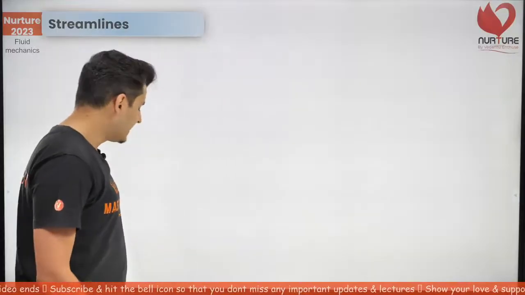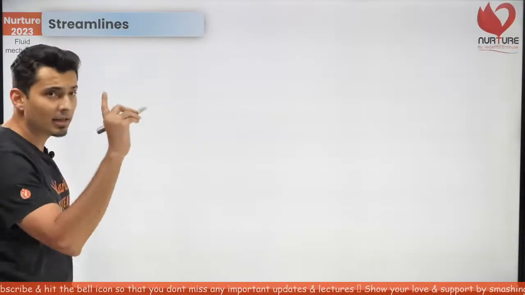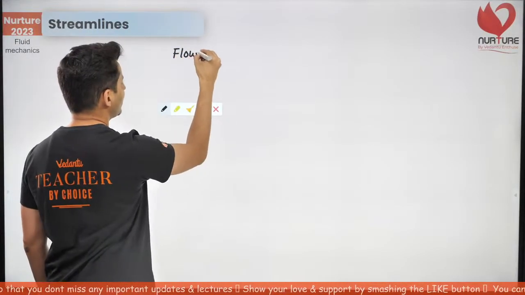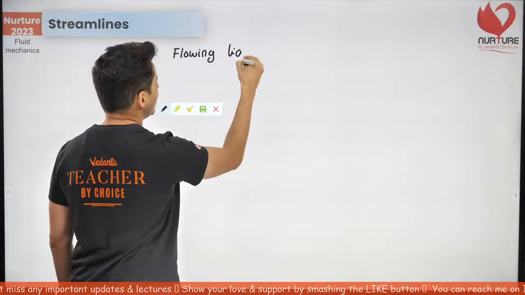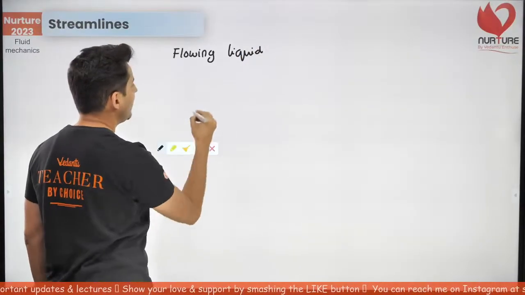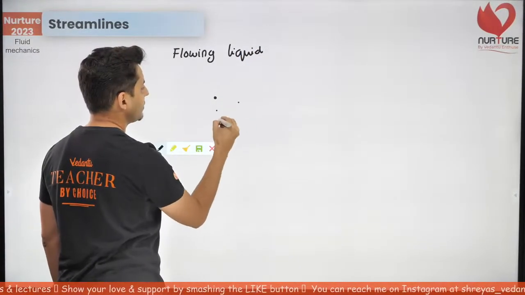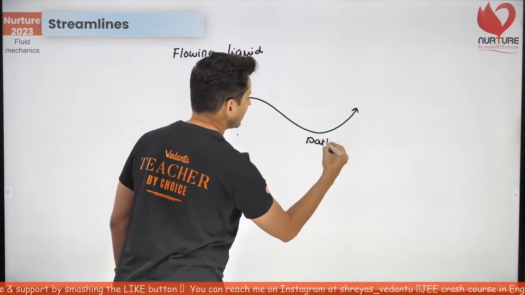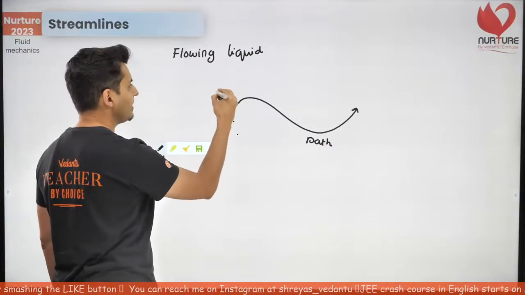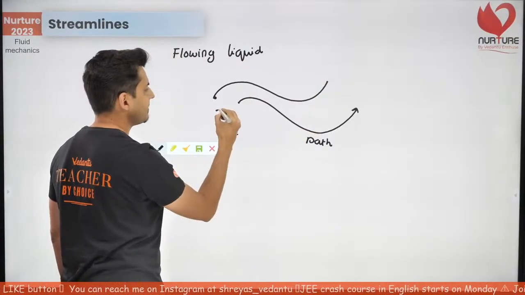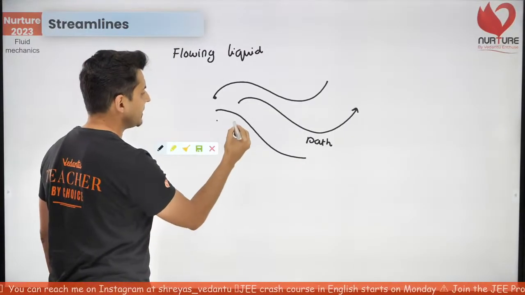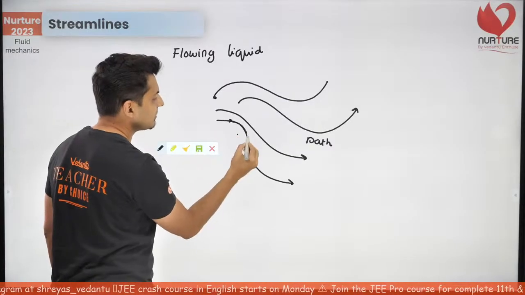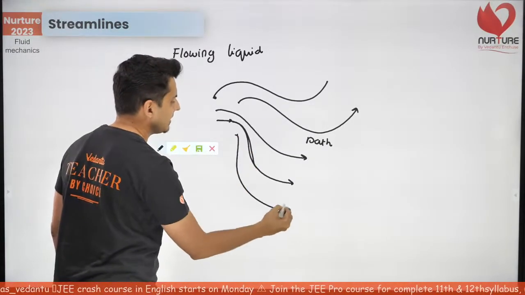See, whenever liquid flows, there are particles in that liquid. So imagine there is a flowing liquid. You will have particles in that liquid. There could be many particles. Each particle will take some path. This is the path taken by the particle. This particle might take this path. This particle might take maybe this path. Maybe this particle takes this path. Maybe this particle comes over here and continues with this path. Maybe this particle takes some other path.